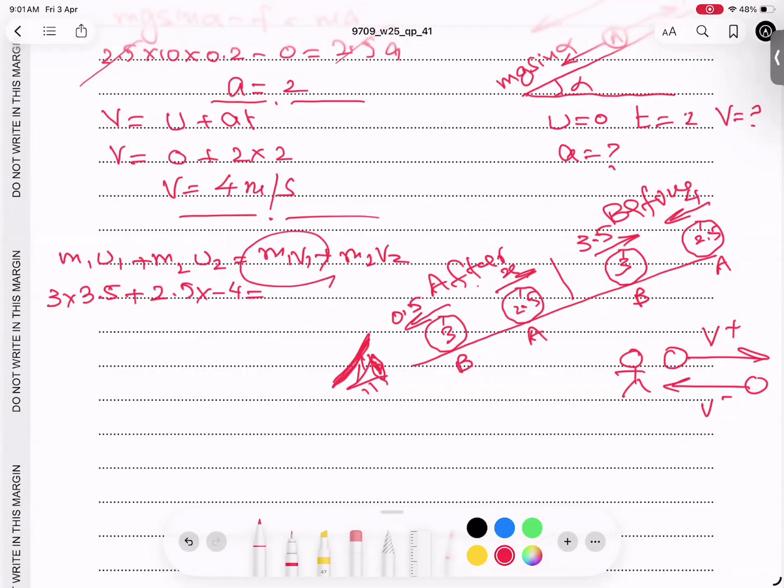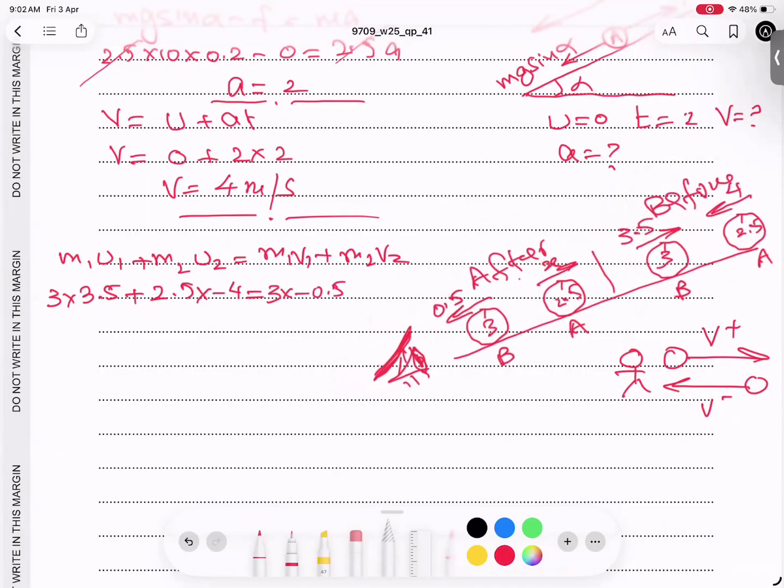And what about this one, mass 1? This is 3 times negative 0.5. Okay, and plus M2, which is 2.5, into X.